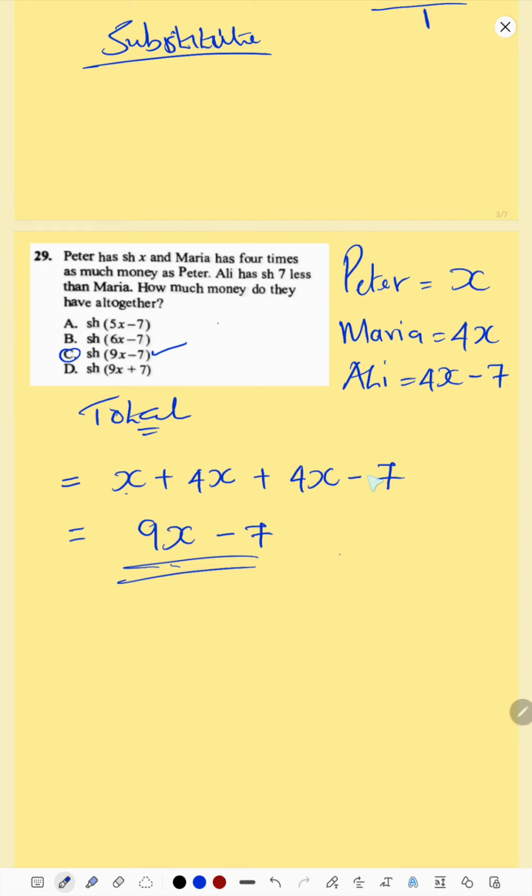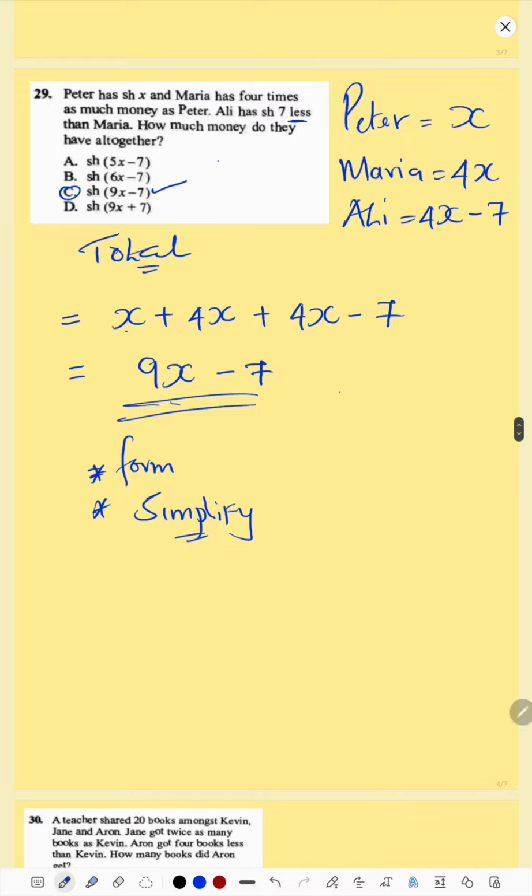Okay. So be careful on the signs, because you can see you have 9x plus 7 as well. But remember, Ali had 7 less, so therefore, there was a minus here. So in this question, basically, it's testing whether you know how to form, not to solve, but to form an algebraic expression, and whether you know how to simplify. Okay, so that is what that question is about.